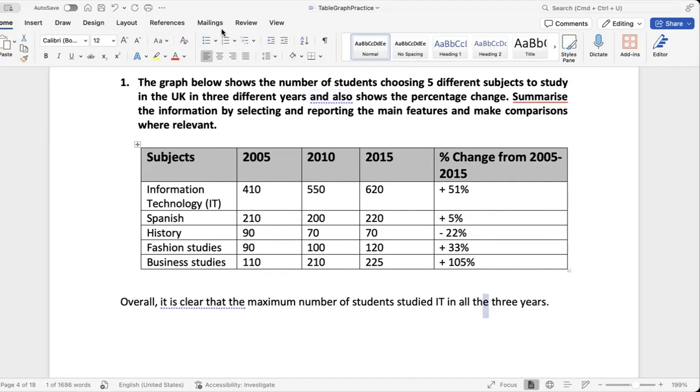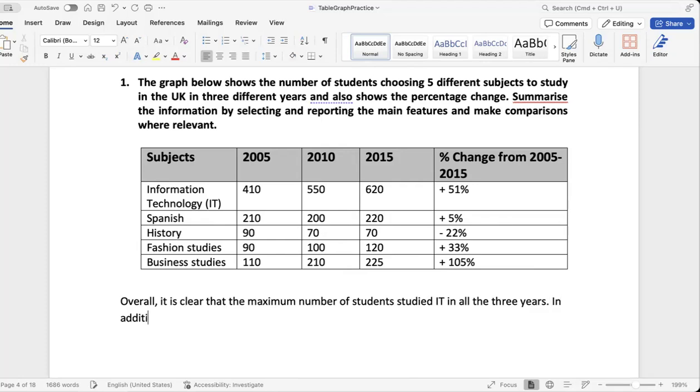Because you want to be specific about the 3 years, the specific years which I've mentioned in the introduction. So if I don't write it, the examiner would not know which 3 years. In all the 3 years means the 3 years that I've mentioned in the introduction. I hope it is clear. I've not mentioned the introduction here, but I'm assuming that you have written that.